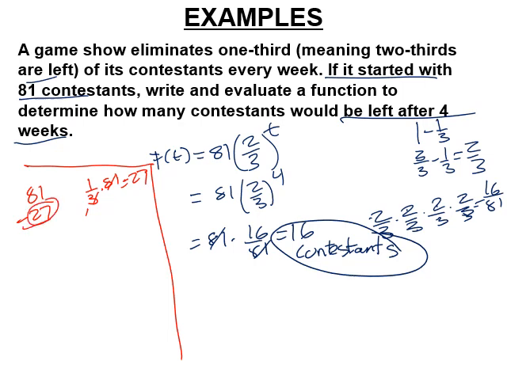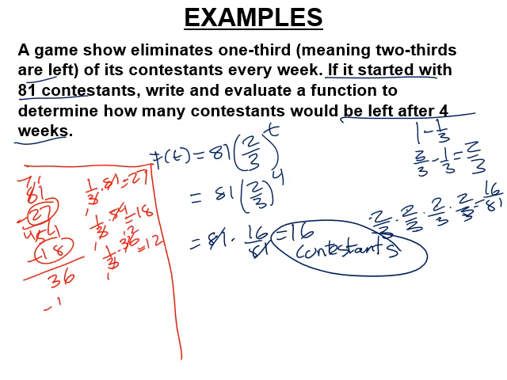So after 1 week on the show, you would have 54. And then you get rid of 1/3 of those. And 1/3 of 54, I think, is 18. And so you'd have to subtract 18 from that, and you'd get 36. Then you'd get rid of 1/3 of that. 1/3 of 36 is 12, and you'd get rid of those 12, and you'd be at 24.